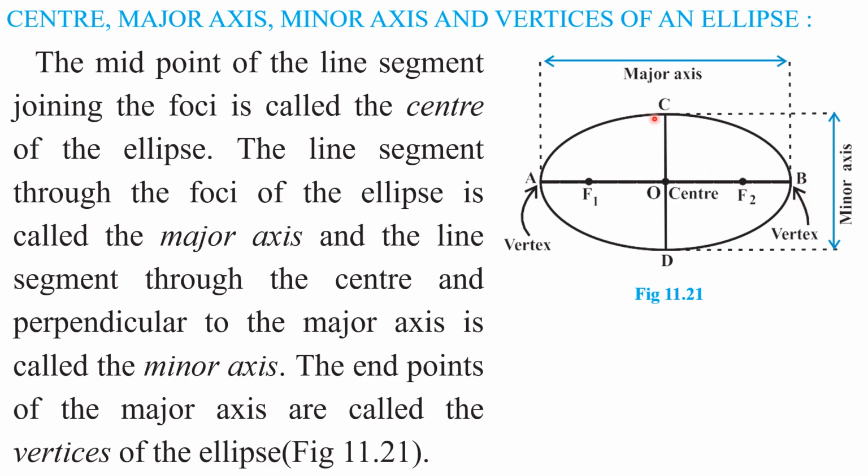Next, to come to the minor axis, this one. What is meant by minor axis? The line segment through the center and perpendicular to the major axis is called the minor axis. Okay, my children. And the endpoints of the major axis are called the vertices of the ellipse. Two vertices are there. Okay, my children, understood all these four points?